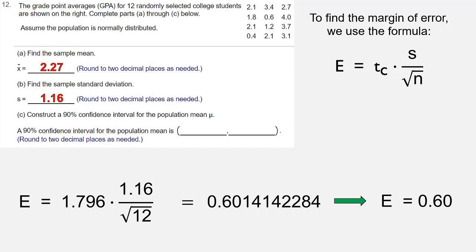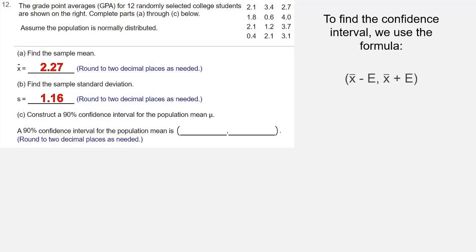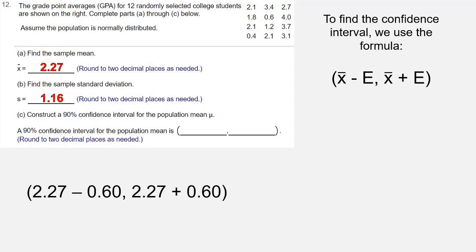So that gives us our margin of error. To find the confidence interval, we subtract the margin of error from the sample mean, and we add the margin of error to the sample mean. So we take x bar minus E and x bar plus E. The x bar is 2.27, so we have 2.27 minus 0.60 and 2.27 plus 0.60, which gives us 1.67 to 2.87. And that's the 90% confidence interval for the population mean. And that's your answer.